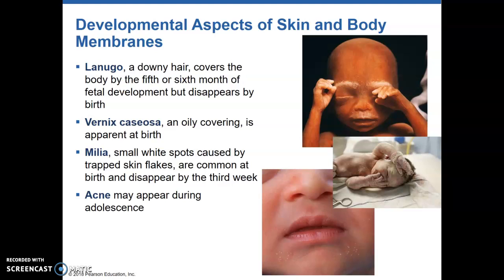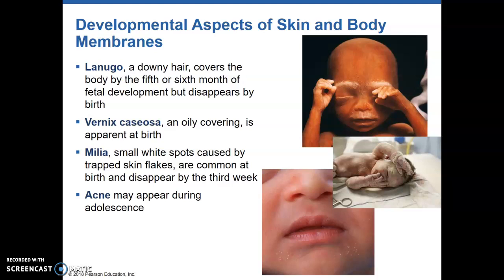So the last two things that we're going to talk about on this slide are milia and acne. Milia are present at birth. If you look at the bottom picture, you can see these little white spots around the mouth of the baby. They're just caused by trapped skin flakes in the different epidermal layers, so it's common to have them. They almost look like little baby pimples. Those will go away generally by the third week. It's just where we see some epidermal flakes within the layers of the outermost portion of the cutaneous membrane.